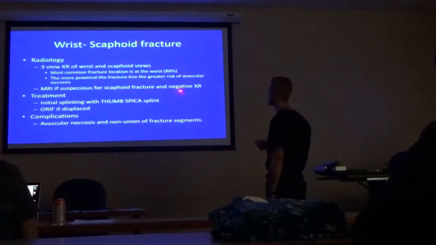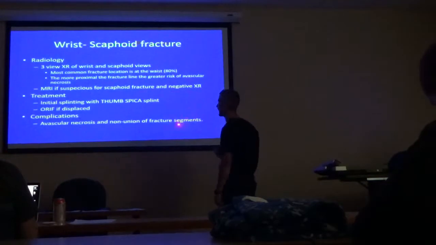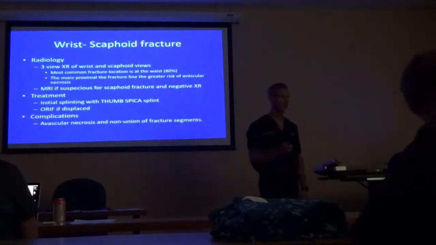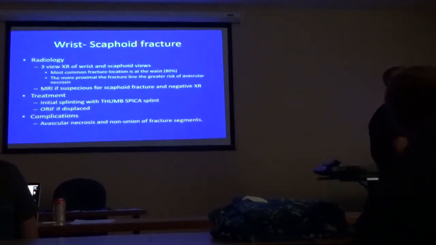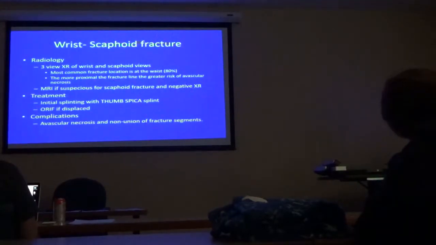MRI if suspicious for a scaphoid fracture and a negative x-ray. So that's if somebody comes in, they have tenderness of the anatomical snuff box, your x-ray looks negative, you're going to put them in a thumb spica splint.